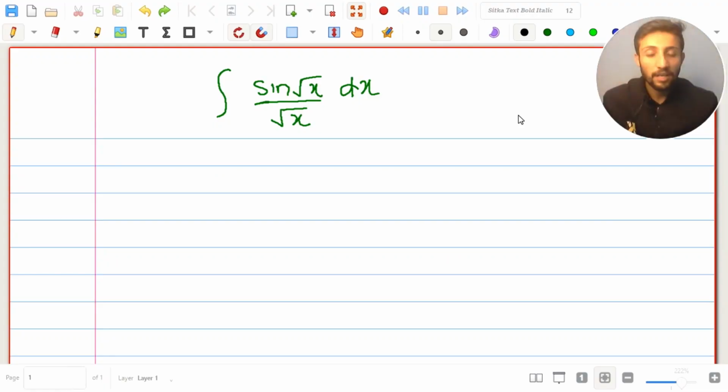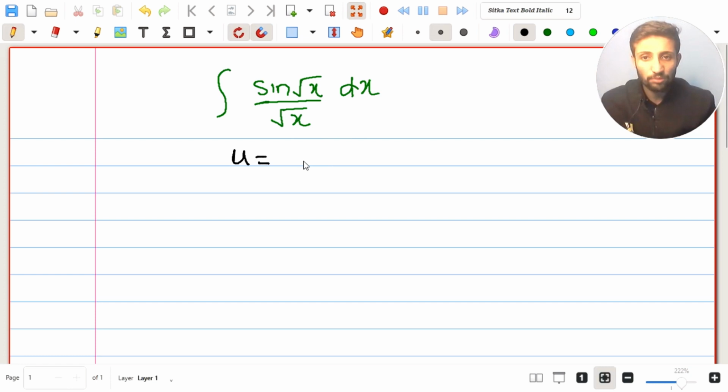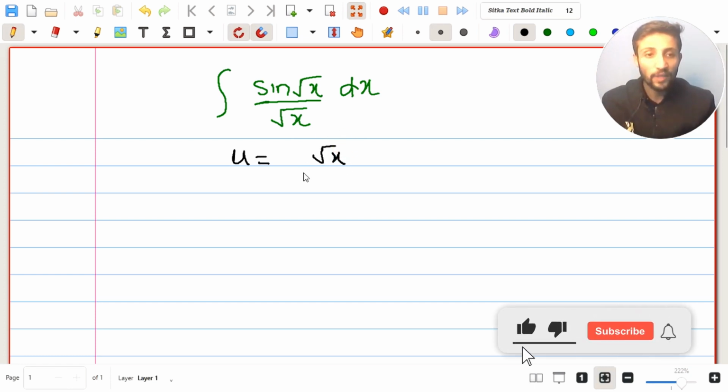Hello everyone. Finding the integral of sine root of x divided by root of x is super easy. Just substitute u equal to root of x. Now I can write this root of x as x to the power 1 over 2.